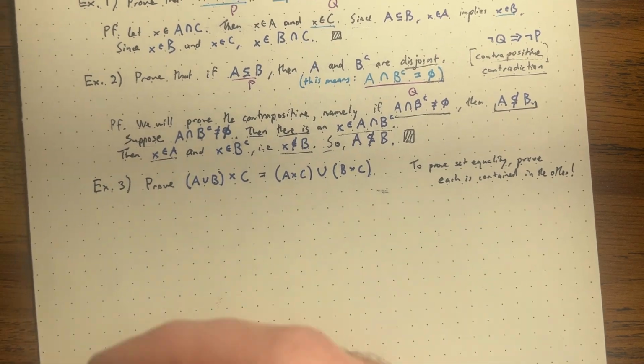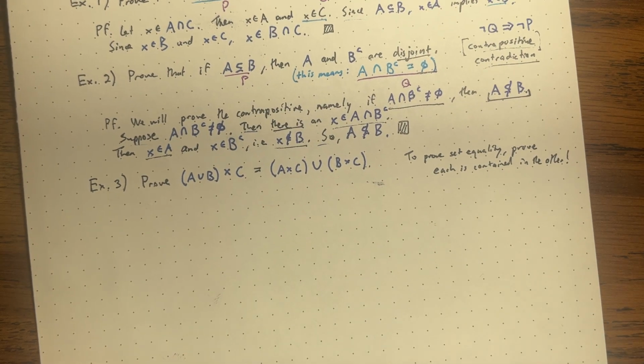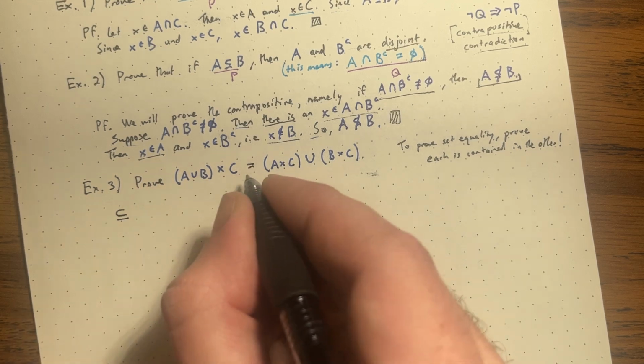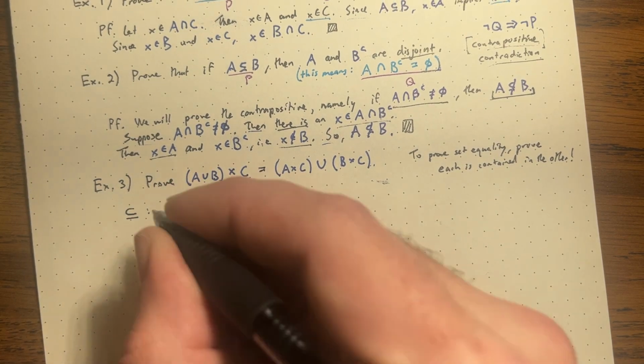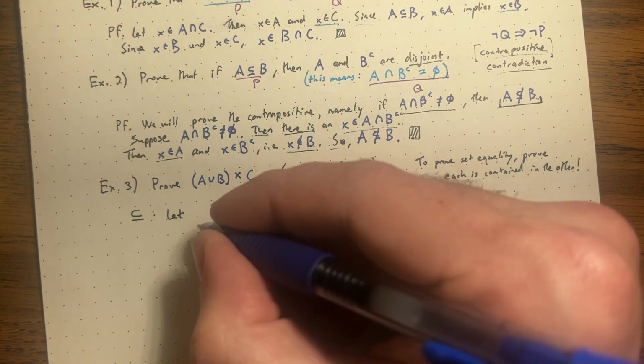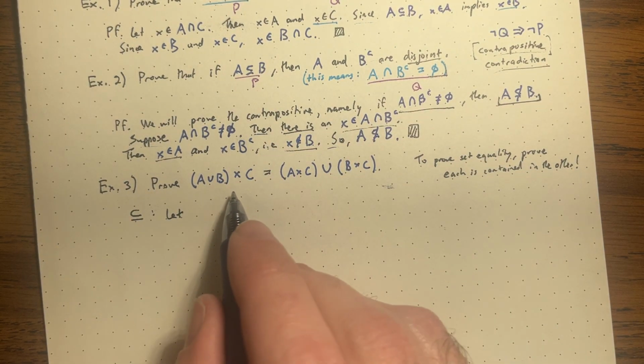So that's where we're going to start. Let's start with this containment. We'll try to prove this set is contained there. So where do I start? I want to consider an element of this. What do elements of this set even look like?